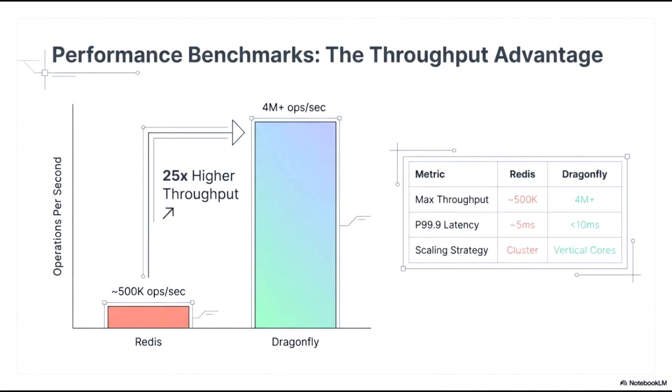As illustrated by the chart, Redis supports approximately 500,000 operations per second, while Dragonfly delivers over 4 million, resulting in 25 times higher throughput. This massive performance gain is driven by a fundamental shift in scaling strategy. While Redis typically requires clustering to scale out, Dragonfly utilizes a vertical core architecture to efficiently maximize modern hardware. Notably, Dragonfly achieves this scale while maintaining highly competitive responsiveness, with P99.9 latency remaining under 10 milliseconds.